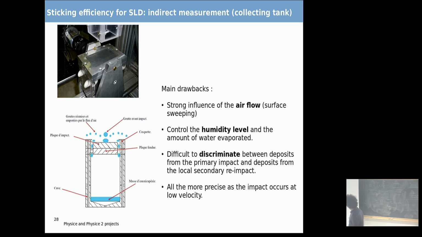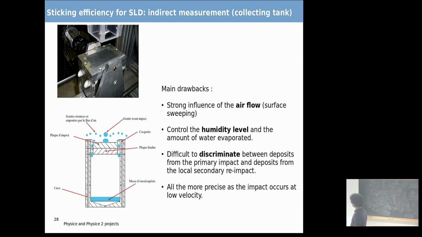So here is an experiment. You have here the wind tunnel. Here you have the flat plate, and here you have a droplet which impacts here and which is able to splash. And here is a small hole, where the remaining liquid water is caught in this tank, and afterwards it is weighed to estimate it.